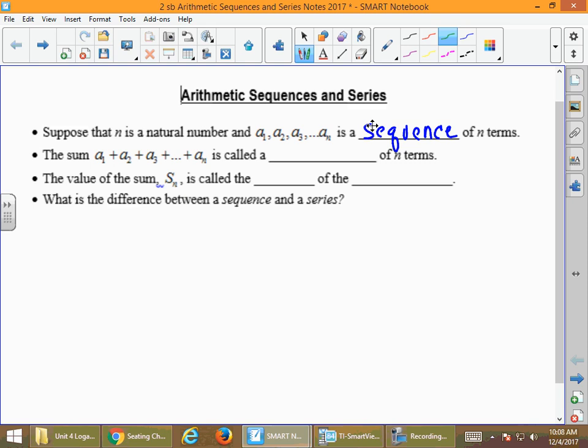What's new for us today is if we take that list of terms and instead of writing it with a comma, we write it with a bunch of pluses. A sub 1 plus a sub 2 plus a sub 3 plus dot dot dot a sub n. When we add them all together, because sum means the answer to an addition problem, this is called a series.